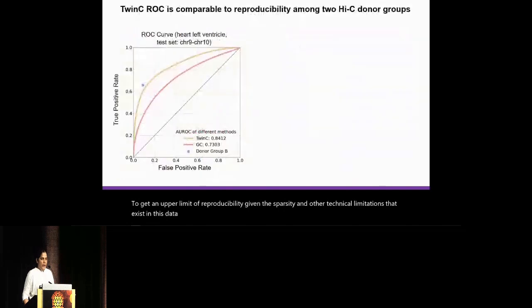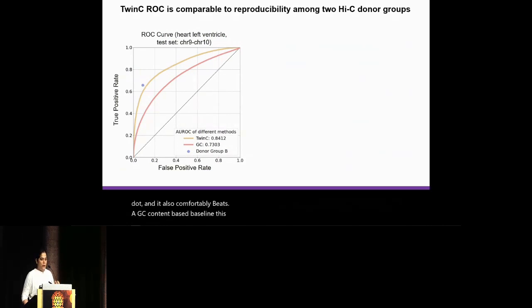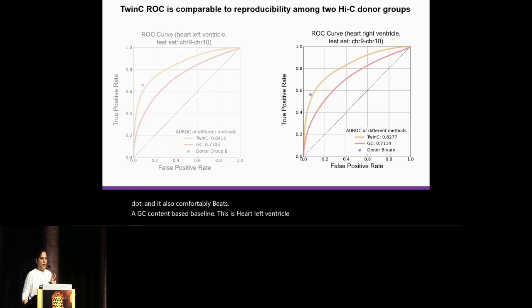So we evaluate TwinC using an ROC curve. X-axis is false positive rate, y-axis is true positive rate, and an ideal classifier would be at the top left corner. And as you can see, TwinC, in yellow, is comfortably close to the reproducible upper limit, the blue dot, and it also comfortably beats a GC content based baseline. This is heart left ventricle. We see similar trends in heart right ventricle test set data as well.